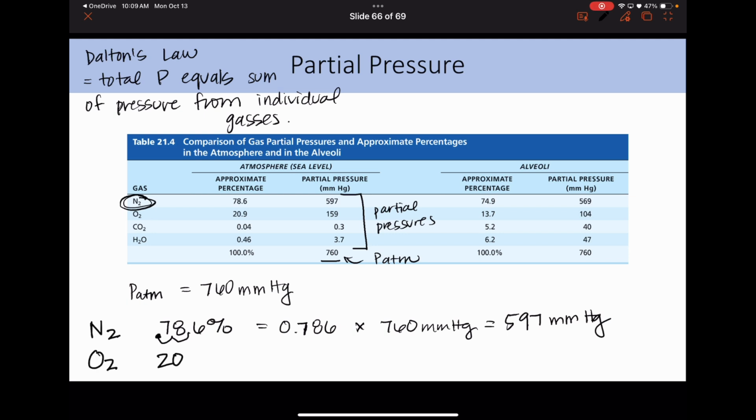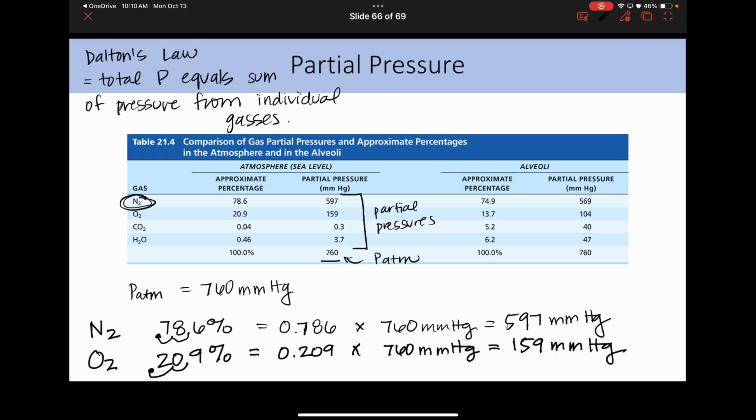Oxygen is 20.9% of our atmospheric pressure. If we make that into a decimal, move the decimal place over 2 times to the left, it ends up being 0.209. And if we multiply that by our total atmospheric pressure, that means of that 760, oxygen makes up 0.209 times 760, about 159. It's 158.84, but we can round that up to 159. So of that 760, oxygen makes up 159.